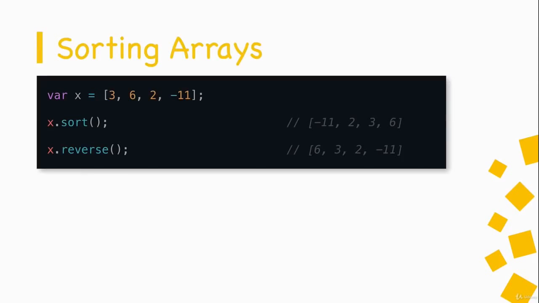Now if you use the sort method first and then the reverse method, you can actually reverse sort the array. So starting from the largest number and going on to the smallest number. Otherwise, the reverse method will just reverse the position of all the elements inside the array.